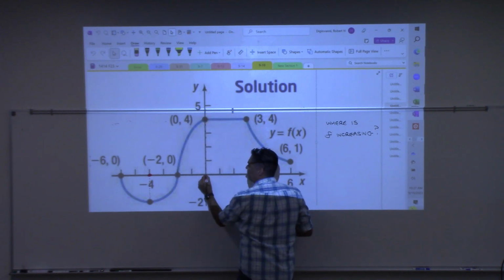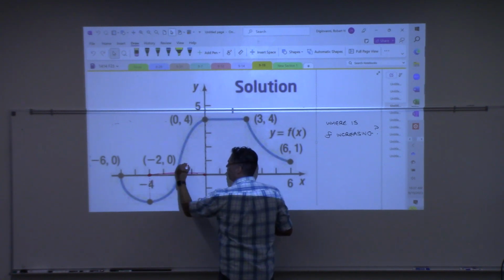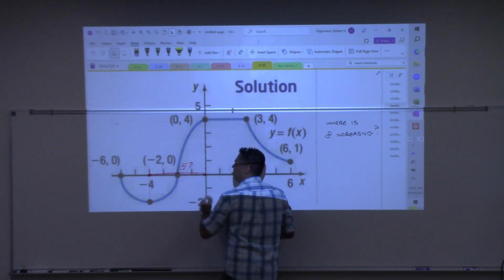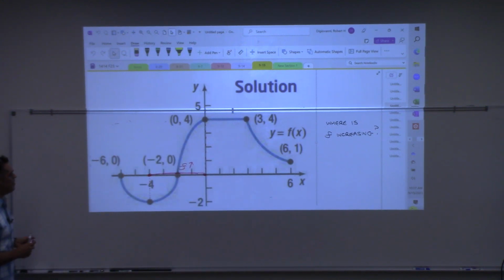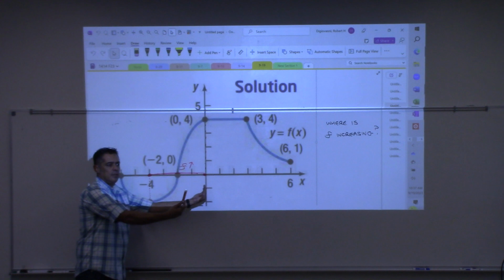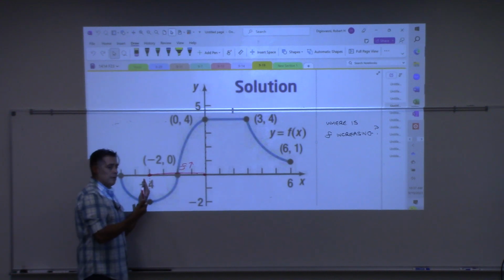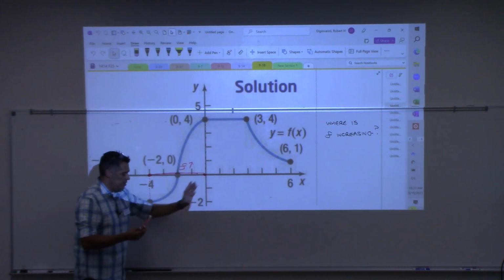Right in here, from here to here, in this little region, the function is increasing. I'm going to draw an arrow up. Anywhere else I'm increasing? No. How do I say this to you? Between -4 and 0. I'm going to use interval notation: from -4 to 0.